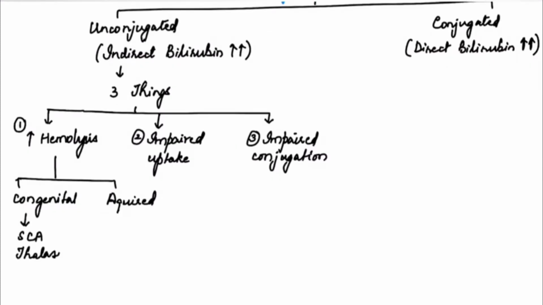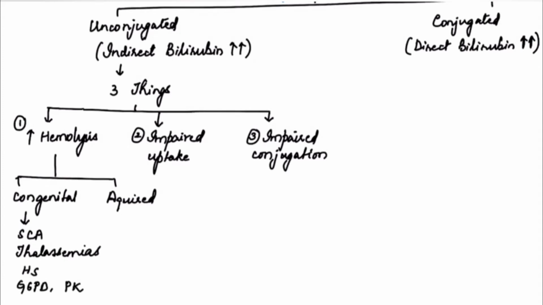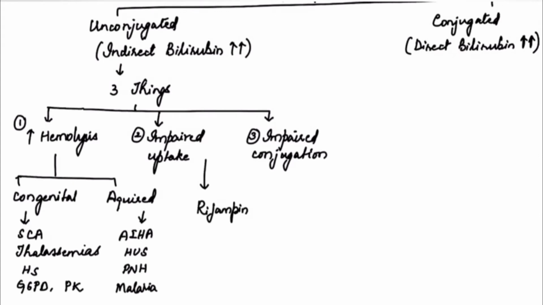Congenital causes of hemolysis include sickle cell anemias, thalassemias, hereditary spherocytosis, G6PD or pyruvate kinase deficiencies, and acquired causes include autoimmune hemolytic anemias, hemolytic uremic syndrome, paroxysmal nocturnal hemoglobinuria, and malaria. Similarly, when there is impaired uptake, think about two drugs, especially rifampin and probenecid. These are the two drugs that can impair the uptake of unconjugated bilirubin into the liver. When there is impaired conjugation, that means the enzyme is defective.